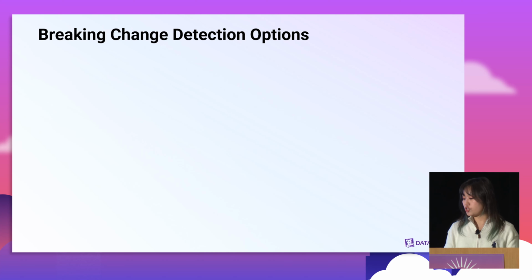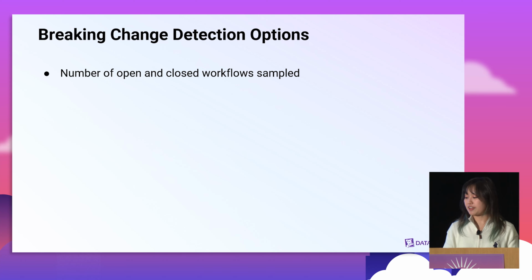In addition to the default flow that we just went over, we also provide users with some options so that they're able to tune the tool to their specific use case. The tool by default samples 1,000 open workflows evenly across time and 500 of the most recently closed workflows. But these numbers can be adjusted by the user, such as if they only care about open workflows running or closed workflows.